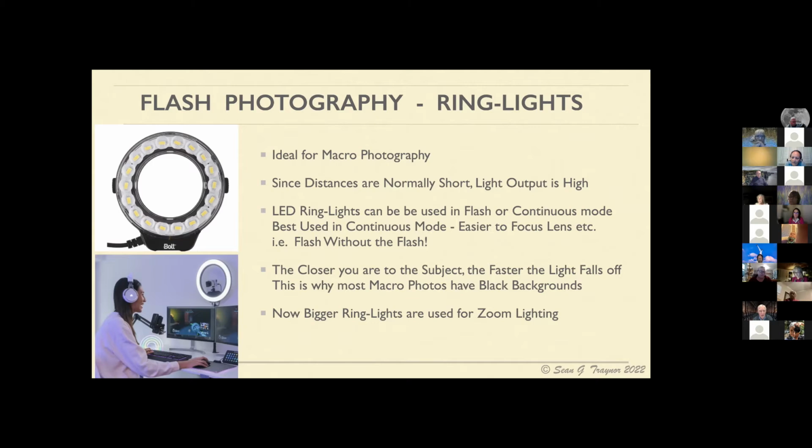By the way, that Bolt ring light is about $50 from B&H. So they're great lights to have and should be in your bag.